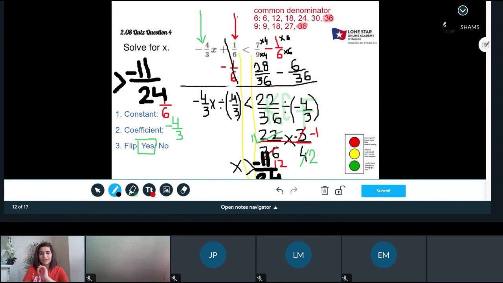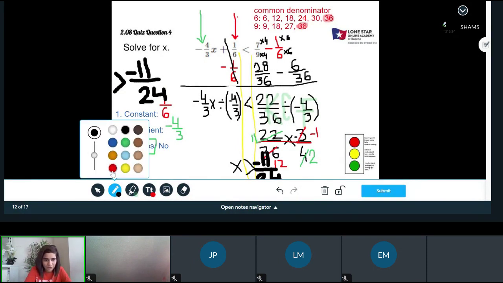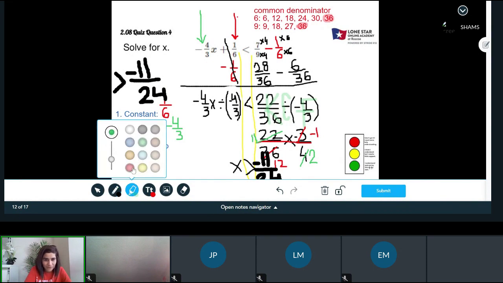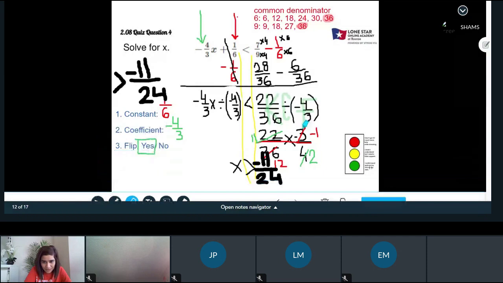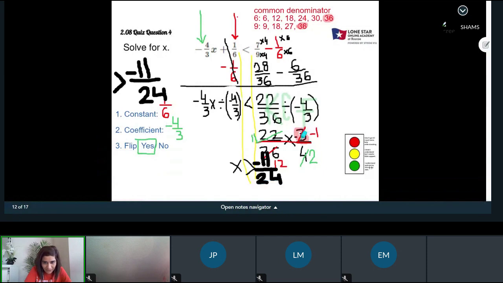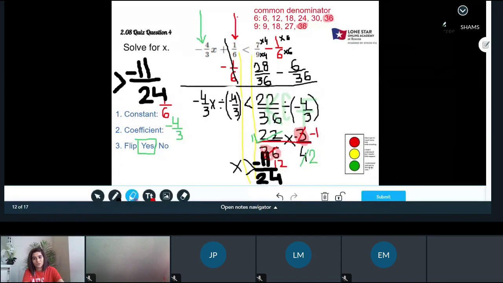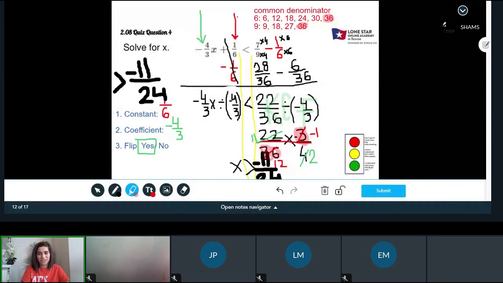Emiliano, good question over here. Let me clarify that, Emiliano, on this part. When I simplified the 36 and the 3, I'm highlighting in red. I am simplifying here by 3. And then I simplified 36 also by 3, and therefore I got 12. I simplified them by 3. So I end up getting negative 11 over 24.